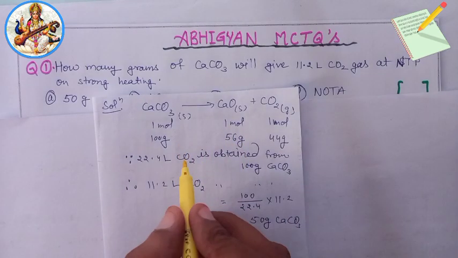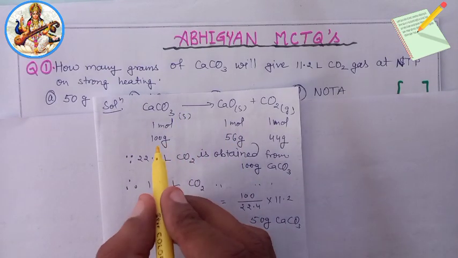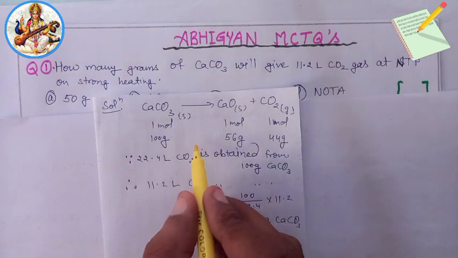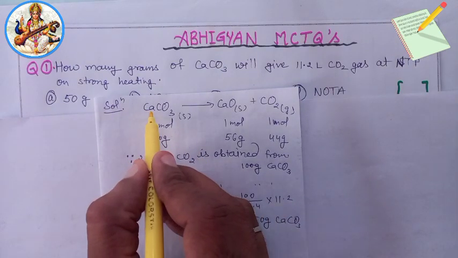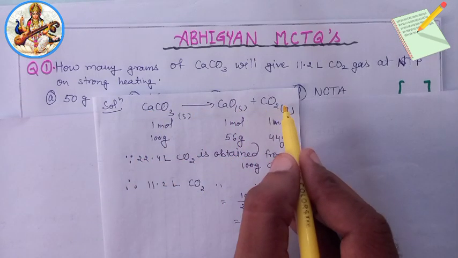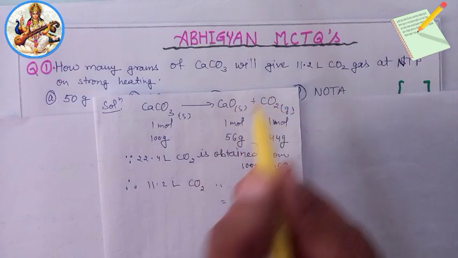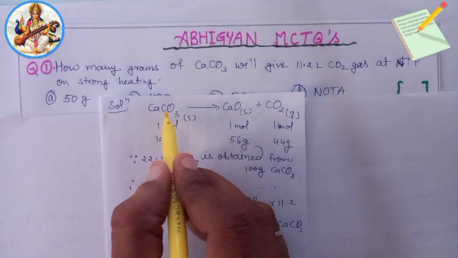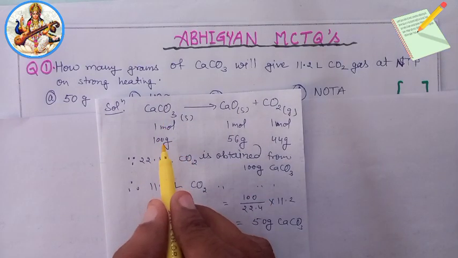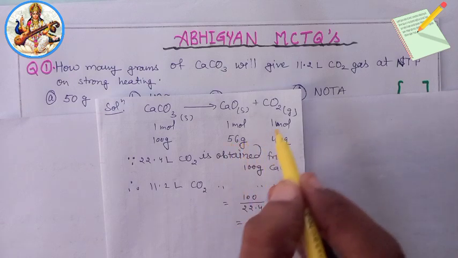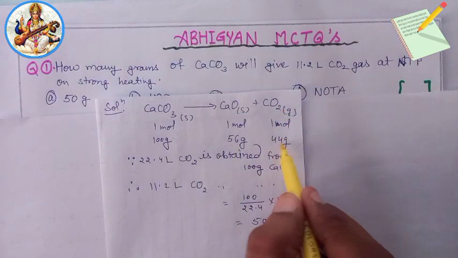The solution: calcium carbonate undergoes thermal decomposition as follows. 1 mole of calcium carbonate is converted into 1 mole of calcium oxide and 1 mole of CO2 gas after thermal decomposition. 1 mole of calcium carbonate means 100 gram, 1 mole of calcium oxide means 56 grams and 1 mole of CO2 means 44 grams.